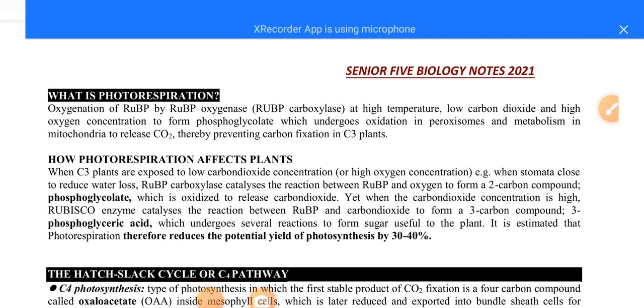We shall meet in the third part, which is the Hatch-Slack cycle, or what we call the C4 pathway, after this C3. I sign out.